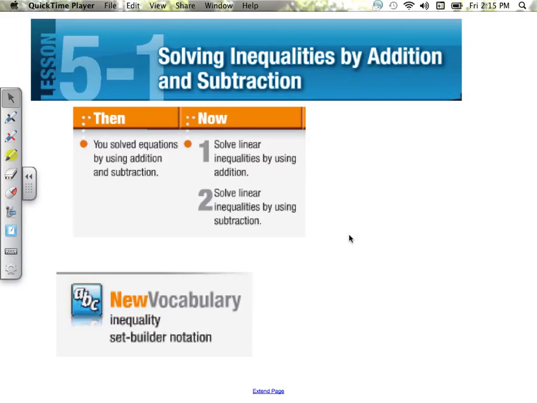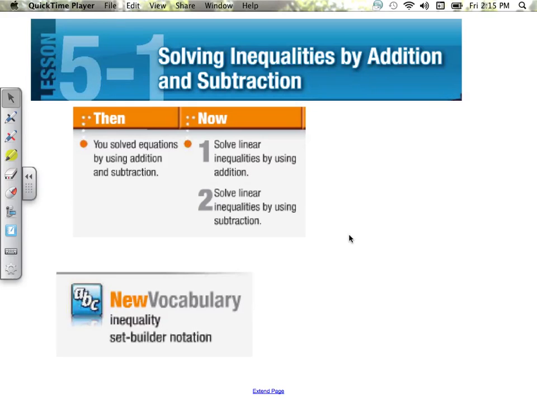Okay, second semester, we're going to start with Chapter 5. Chapter 5 is going to deal with linear inequalities. We'll be solving them, we'll be graphing them. Just like everything we did with equations, we're going to do it with inequalities in this chapter.